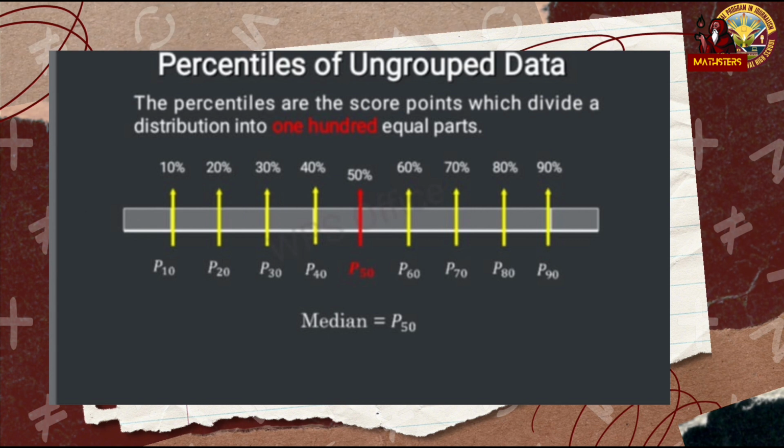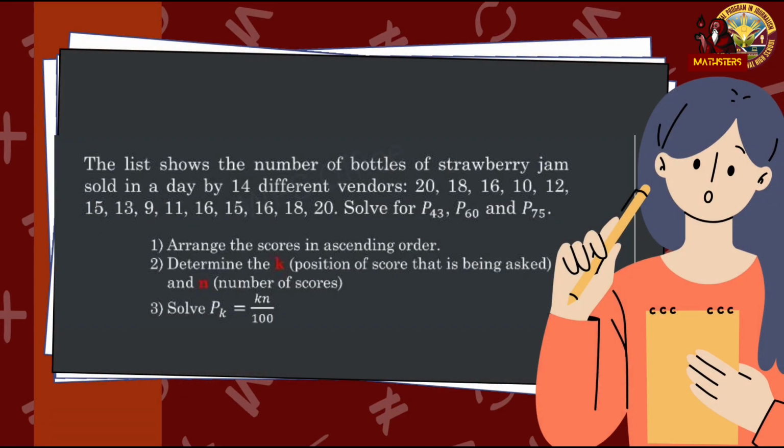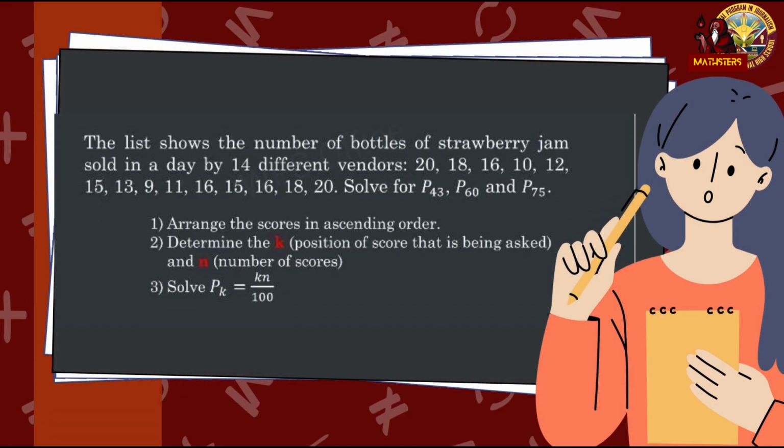Let's solve for percentiles of ungrouped data. Percentiles are score points that divide a distribution into 100 equal parts, with the 50th percentile representing the median. The formula we will use is P sub k equals k times n over 100.